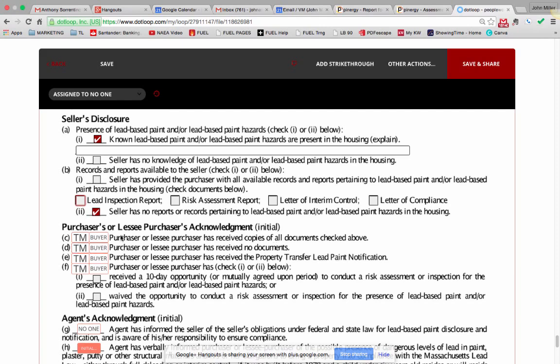You either have the documents or you don't. It's pretty simple. Regardless of what the seller says here, they can have reports and your buyer didn't get them, then they should initial that they didn't receive them. Okay? Right. The purchaser or leasee purchaser has received the property transfer lead notification.